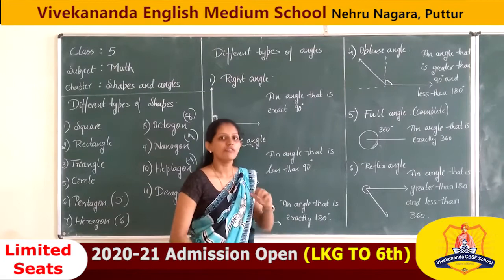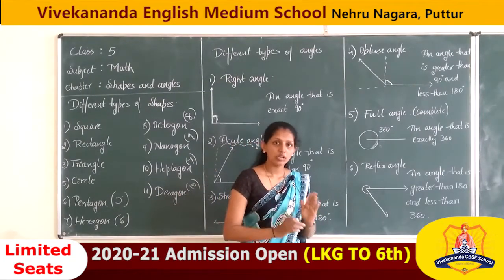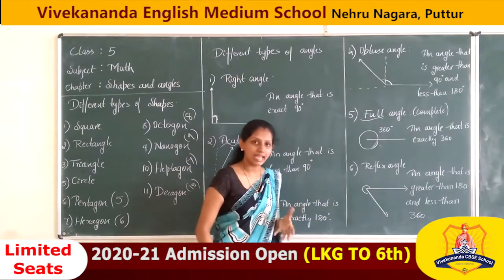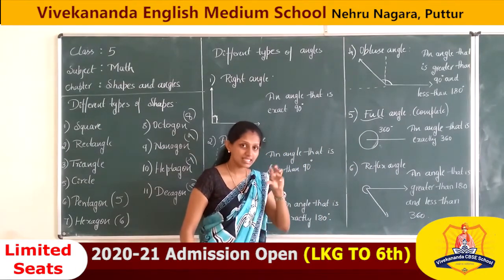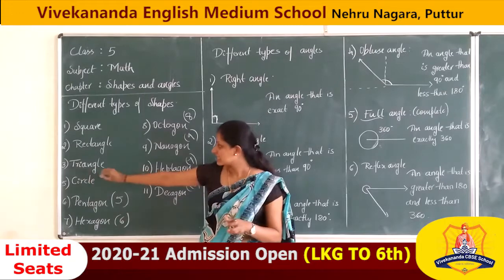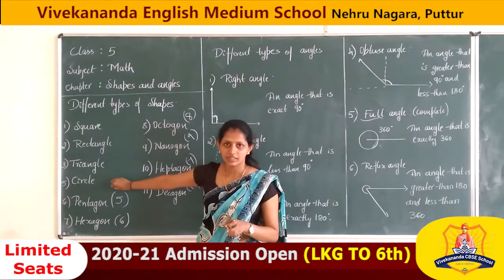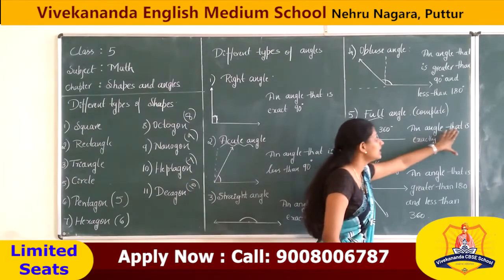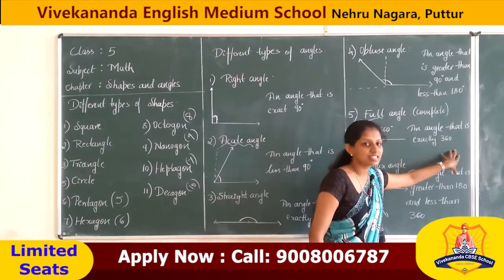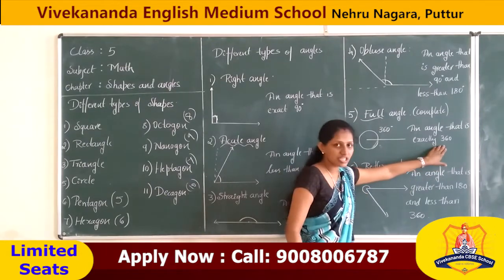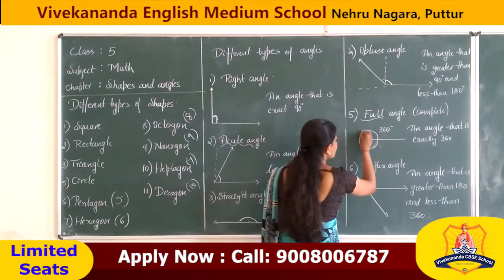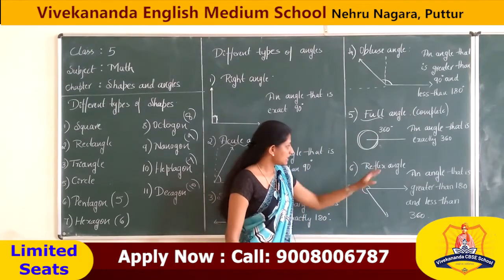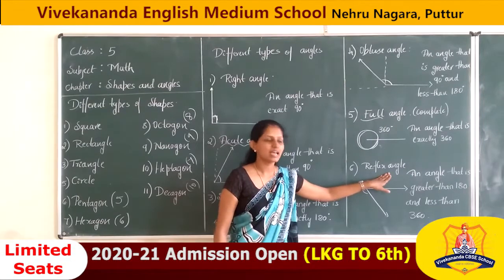Then comes the full angle or complete angle. Full angle or complete angle is 360 degrees, that is a circle. Understood? That is a circle, 360 degrees. An angle that is exactly 360 degrees, one complete angle. Okay, understood?